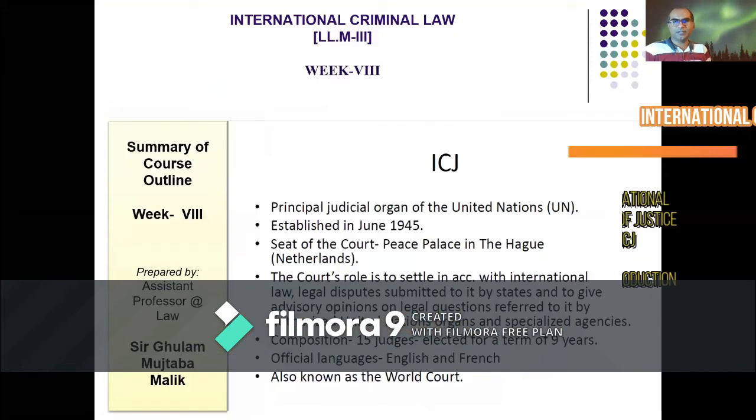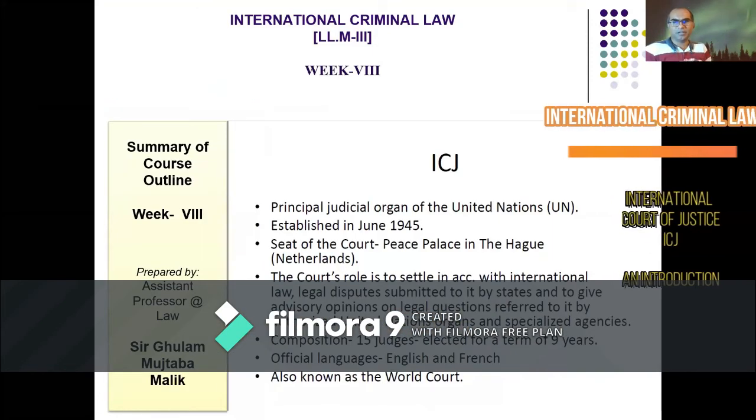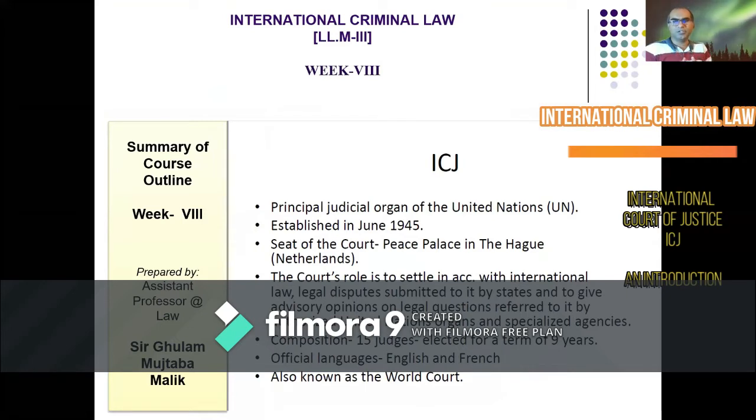we learned that the ICJ is the principal judicial organ of the United Nations, established in June 1945. The seat of the court is the Peace Palace in The Hague, Netherlands. The court's role is to settle, in accordance with international law, legal disputes submitted to it by states, and to give advisory opinions on legal questions referred to it by authorized United Nations organs and specialized agencies.